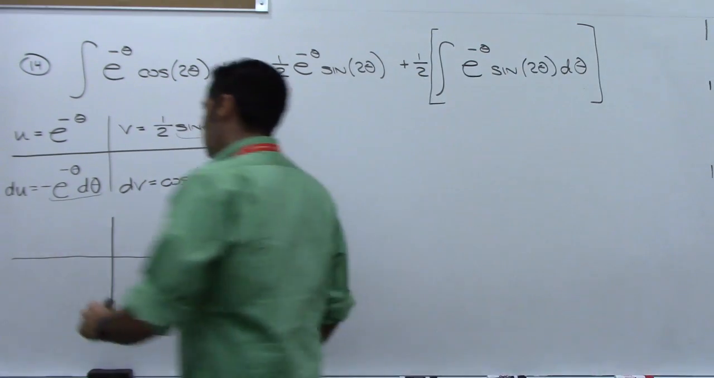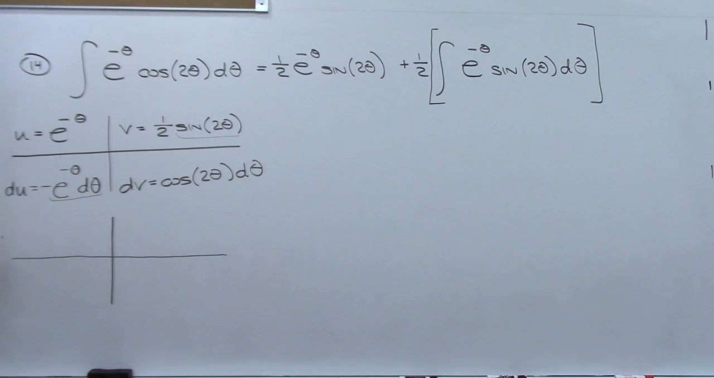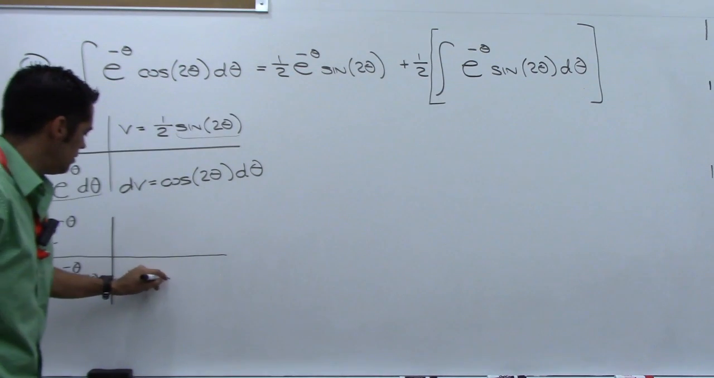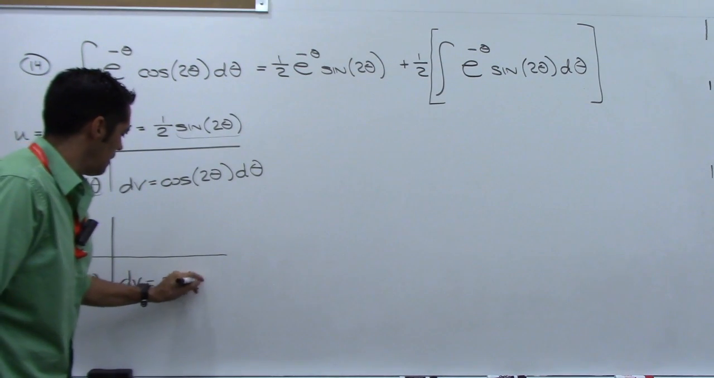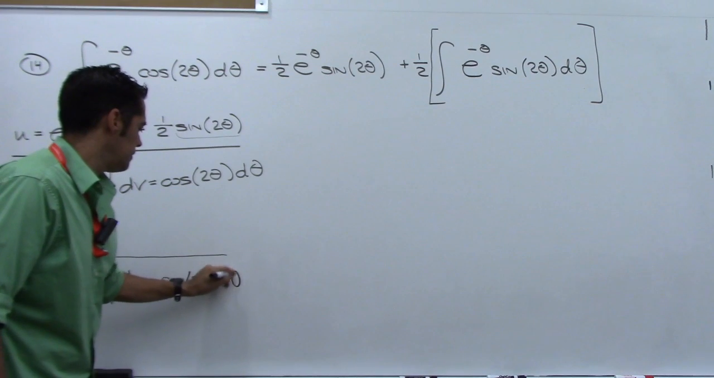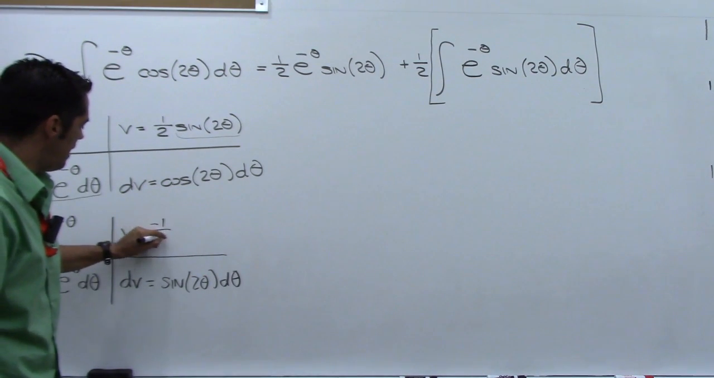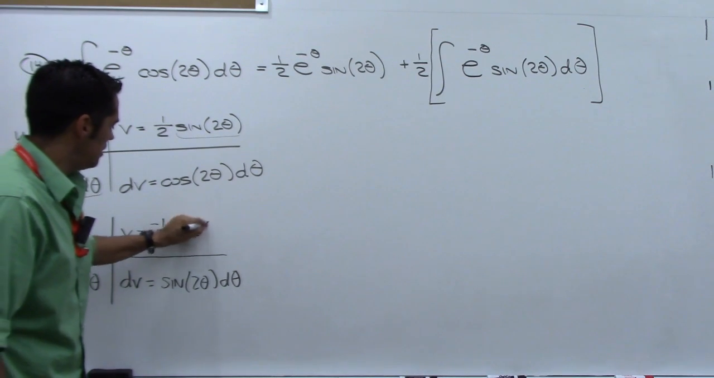So I'm going to let u be the same thing it was here. U is equal to e to the negative theta. Du is equal to negative e to the negative theta d theta. This time my dv is going to be sine 2 theta d theta. And when I integrate, I get negative 1/2 cosine 2 theta.